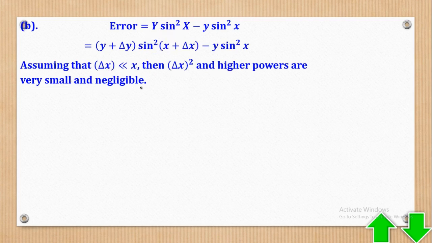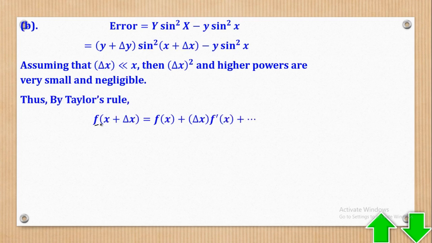Now if they are negligible, what does that mean? It means that by Taylor's rule, this function expanded will be equal to f(x) plus delta x multiplied by f prime of x, where f prime of x is the derivative. So you put this plus dots, meaning that the expansion still continues, but because of this assumption we have to stop at delta x to the power 1.